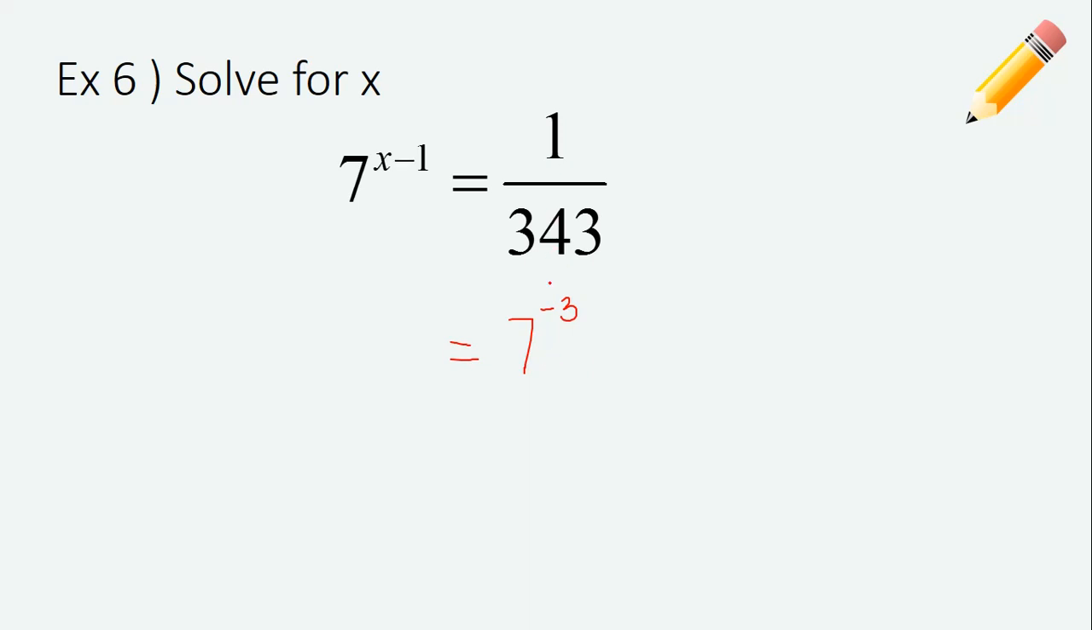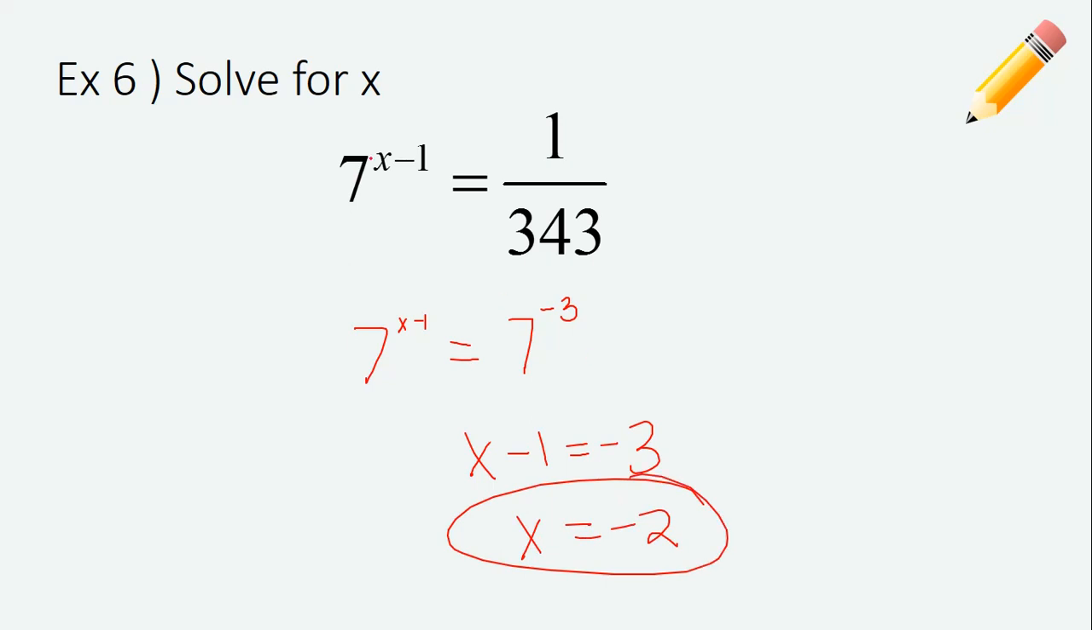So if you get a number that is a power of a certain base, but it's on the bottom of a fraction, you have a 1 on the top, that means that you can just use a negative exponent to get to that number. So right over here, got a same base, so I know x minus 1 equals negative 3, so that means x is negative 2, which would make sense, right? Negative 2 minus 1, that would be negative 3.